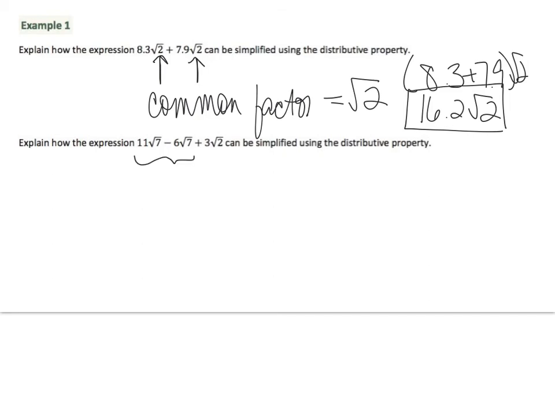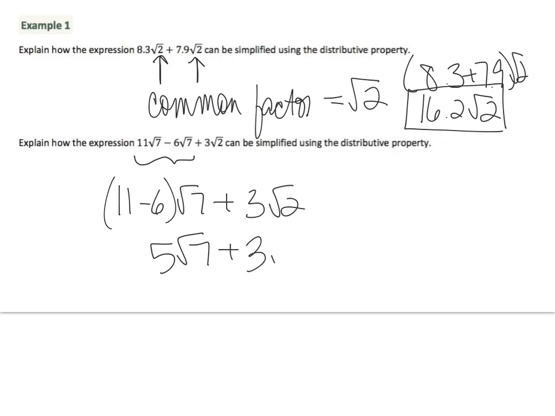Here, oh, this is the one I just did. That's funny. I can use the distributive property for the first two terms, but not that third one. I don't have a common factor with the square root of 2. Okay?